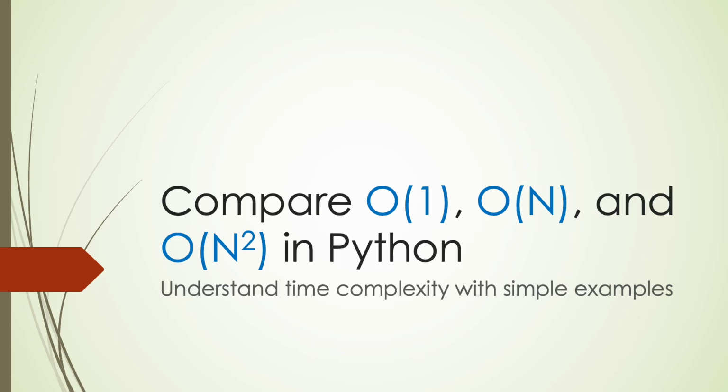In Python, the time complexity of algorithms can significantly impact the performance of your code, especially as the size of the input data grows. The big O notations O(1), O(n), and O(n squared) are used to describe how the runtime of an algorithm scales with the size of the input. In this video, we will compare these complexities with simple examples.